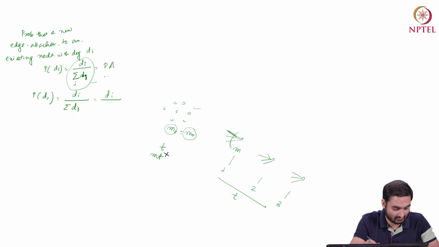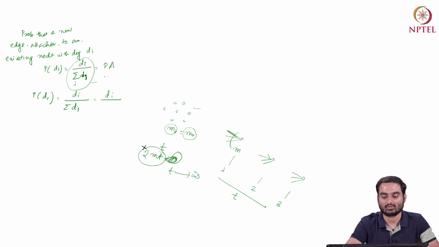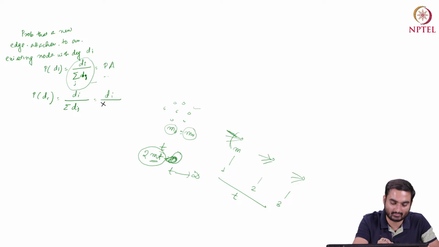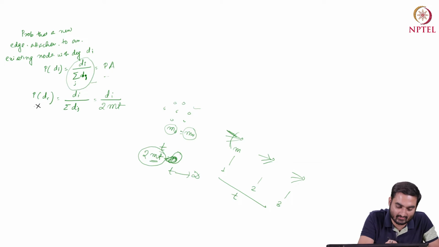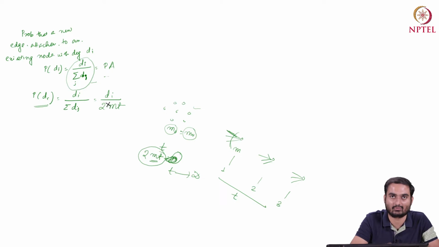So how many number of edges are there? You can roughly say that, okay, this is 2mt minus m. It doesn't matter, because as t tends to infinity, this m doesn't matter, so you'll have only 2mt. So 2 into number of edges would be 2mt, right? So this preferential attachment is now di by 2mt, right?